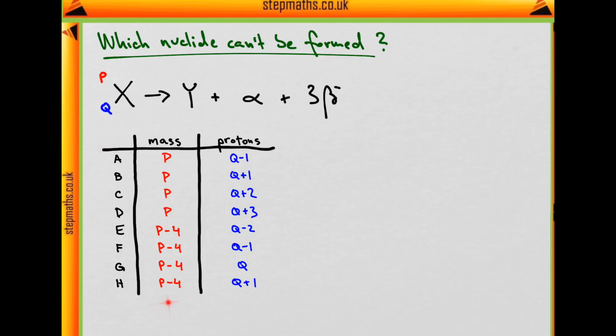We also are given a list of A to H, that's 8 nuclides, with their respective atomic masses and atomic numbers, and we are supposed to say which one of these cannot be formed during this process.